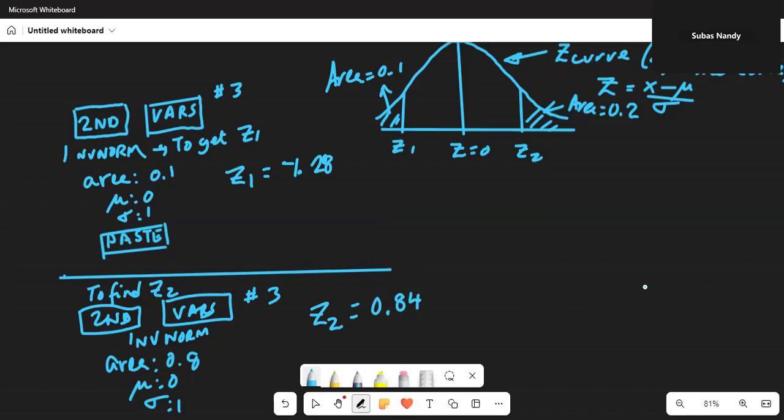Okay. So we got the two values of Z1 and Z2. Z1 is on the left of 0, so it is negative. Z2 on the right of 0 is positive.